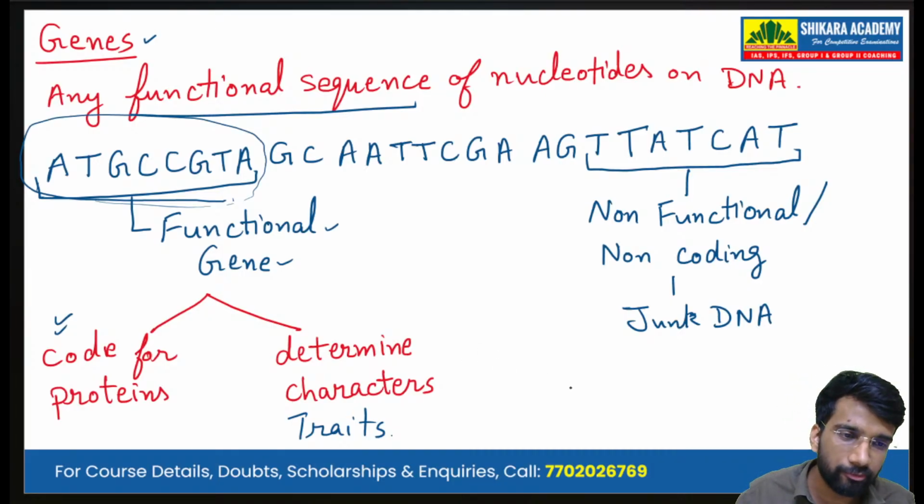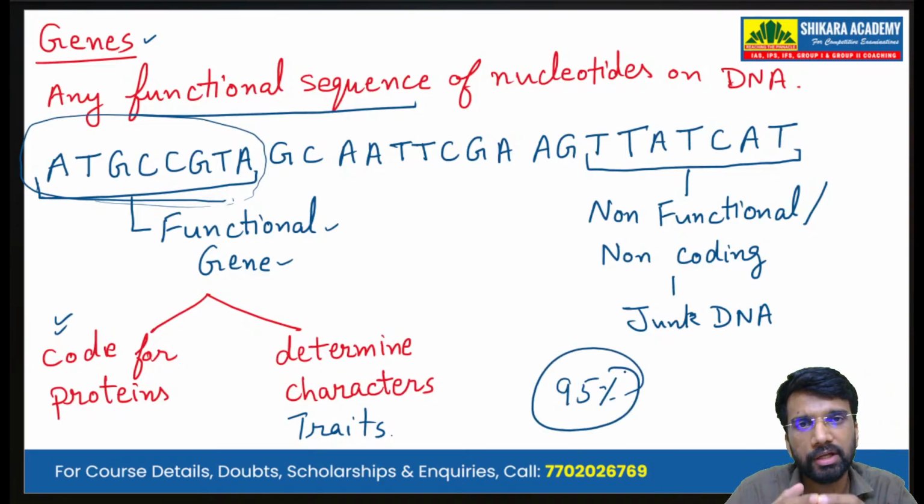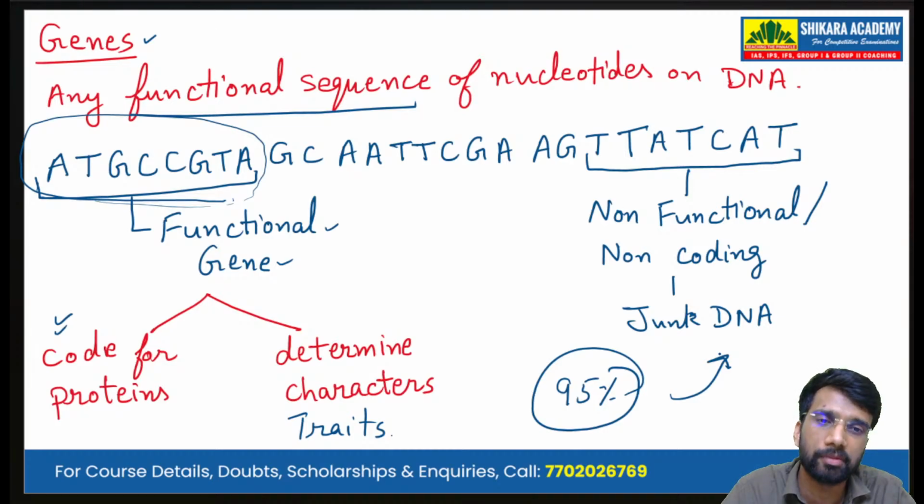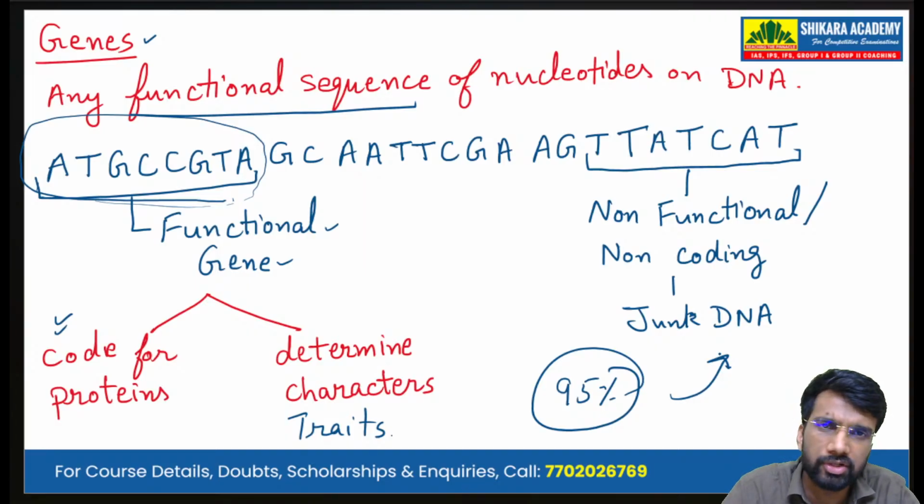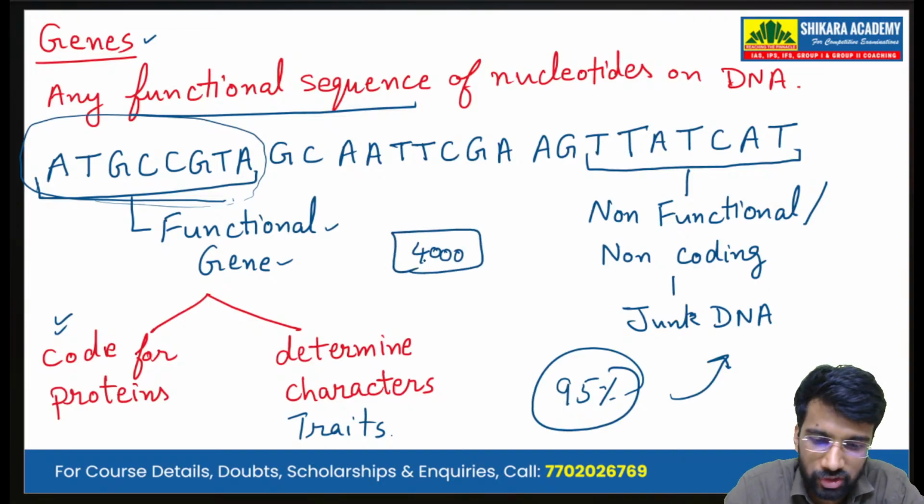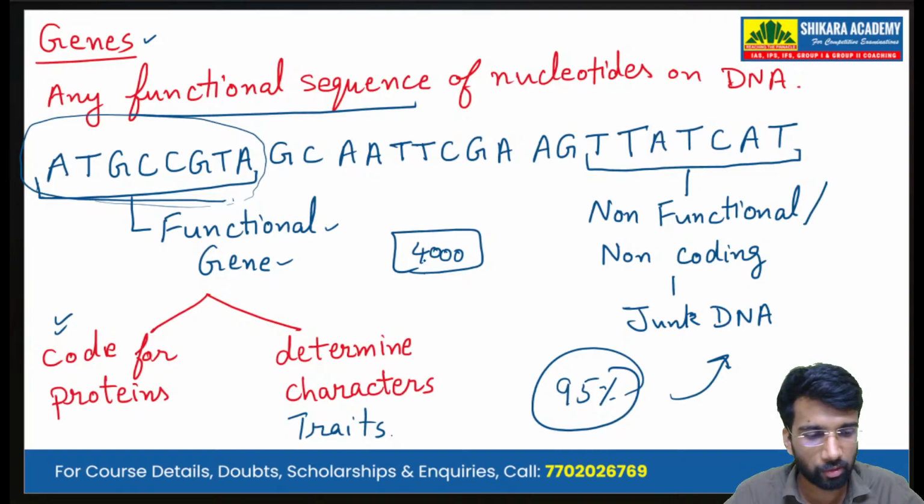Moreover, 95% of the DNA that is present is non-functional, or we say it is non-coding. So we call it junk DNA. 95% of the DNA is junk DNA, and only 5% of the DNA is making the different genes. We have approximately 30,000 genes in humans. The number keeps on being revised, and an average gene is around 4,000 nucleotides long.